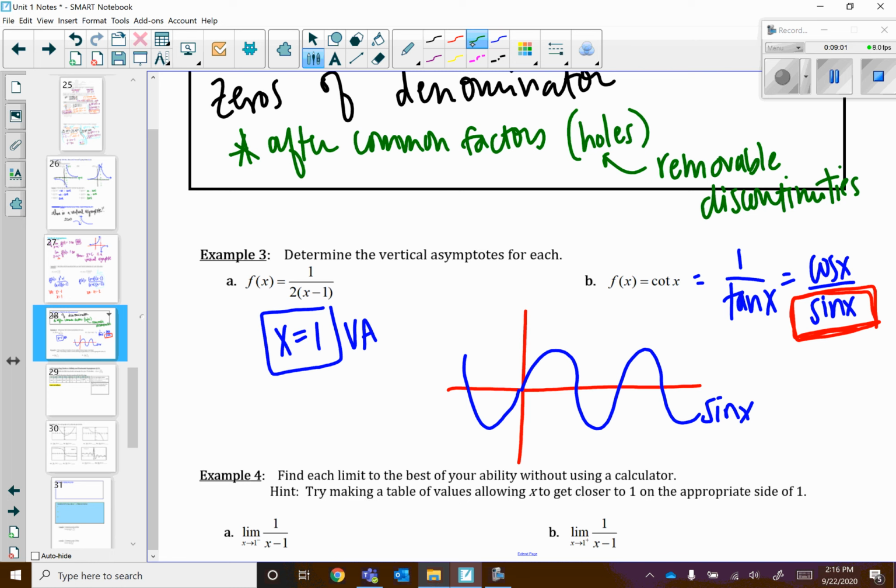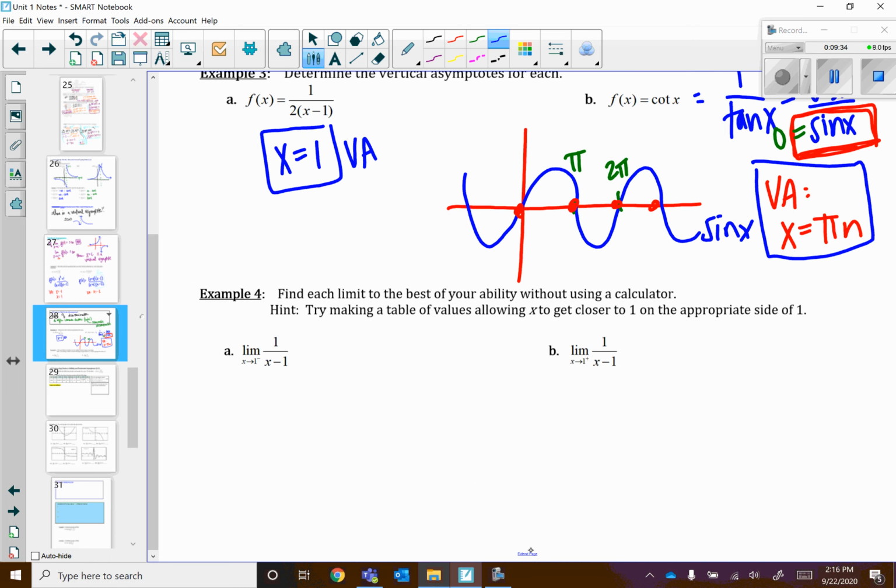And if we remember, it goes from 0 to 2 pi. That means this would be pi here. All right, so where is sine equal to 0? Sine is going to be equal to 0 at any multiple of pi. So I'm going to say my vertical asymptotes will be at x or theta equals pi n, just to say that it can be any multiple of pi.